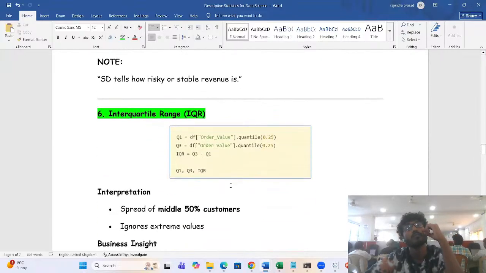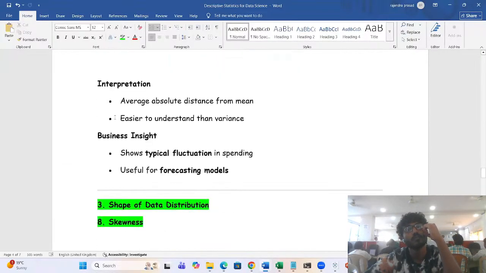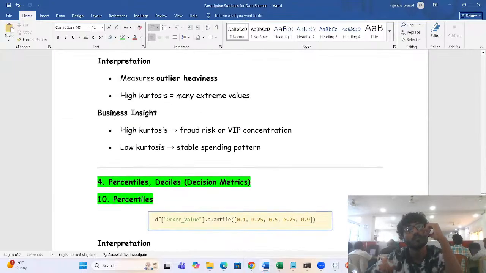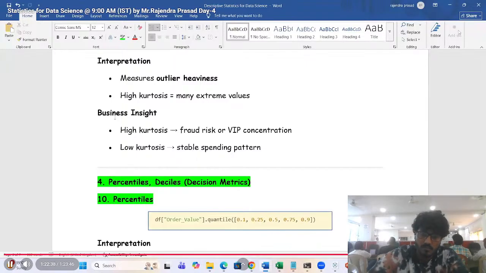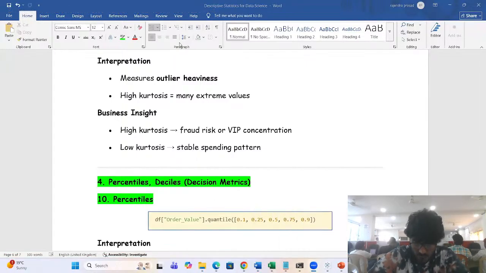Next, we are already running out of time. So tomorrow we will see IQR and the remaining things, and also we'll see the probability basics tomorrow. Okay. After that, we'll see inferential statistics. Okay, guys, and thank you.